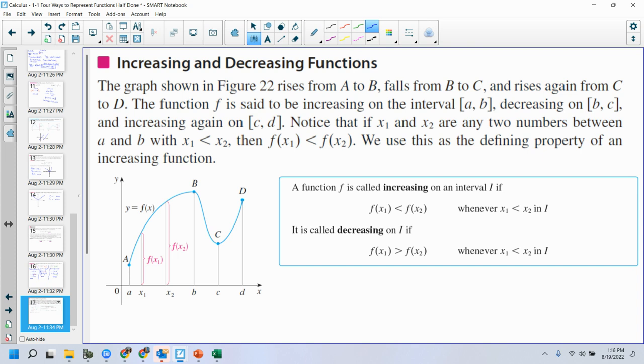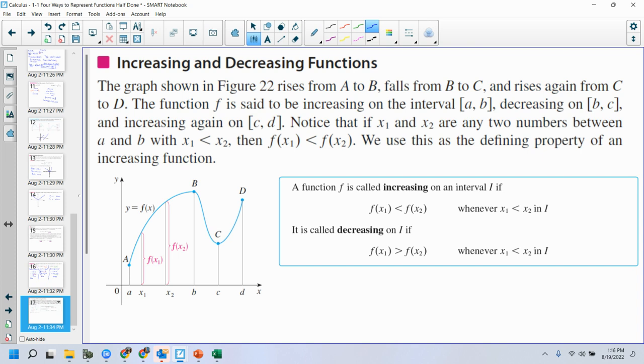here's the gist of increasing versus decreasing. You're always looking from left to right. If my endpoint on the left is lower than my endpoint on the right, for all points in between those two pieces, then you know it's going to be increasing. If my endpoint on the right is lower than my left endpoint, then I know it's going to be decreasing.